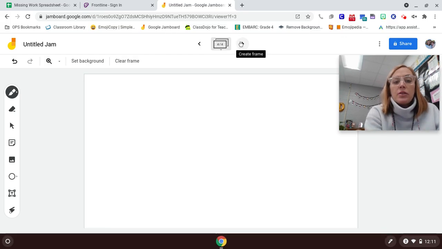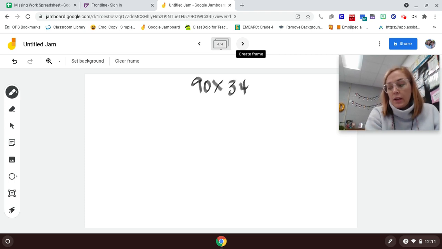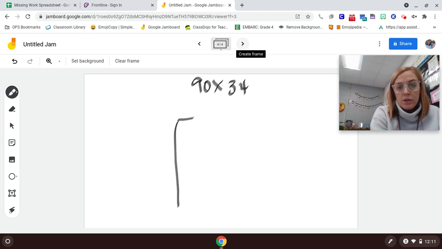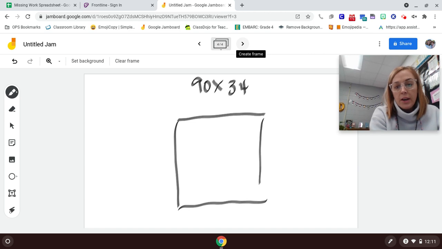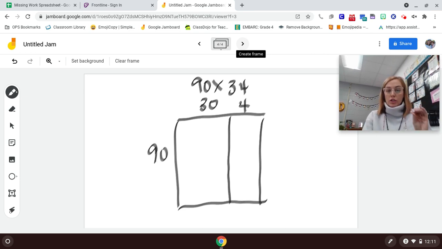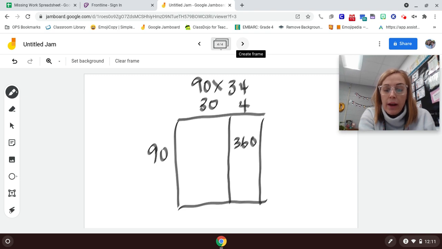So 90 times 34, here we go. I'm going to put 90 times 34 so I can remember. The first thing I'm going to do is just draw my area model here, and I know that I can divide 30 into 30 and 4. Then I have 90 over here. I'm going to start with my 2-digit by 1. So I'm going to say 9 times 4. Well, I know that's 36, and I can put my 0 back on the end, so I have 360.